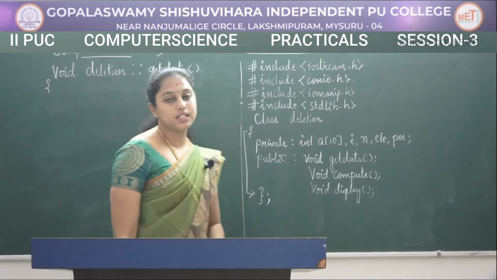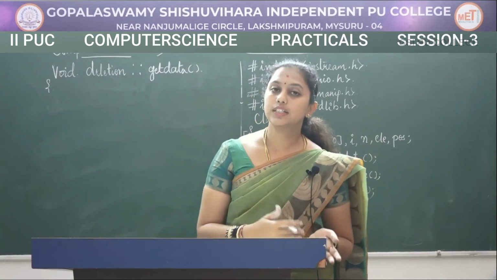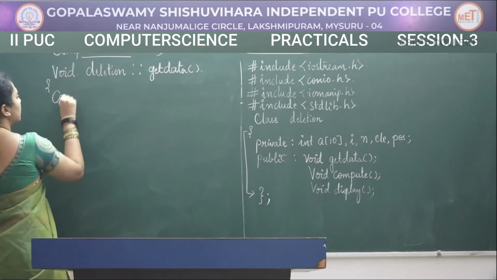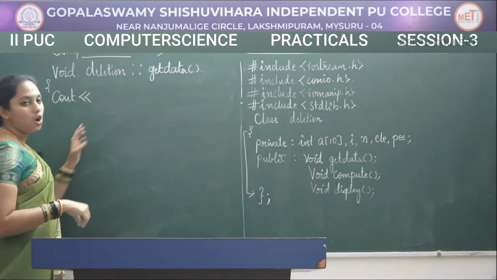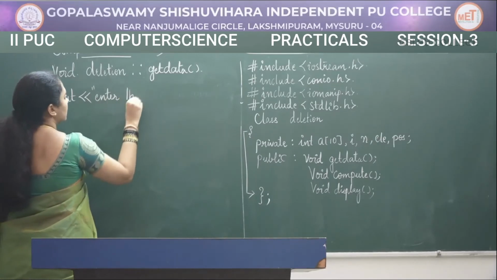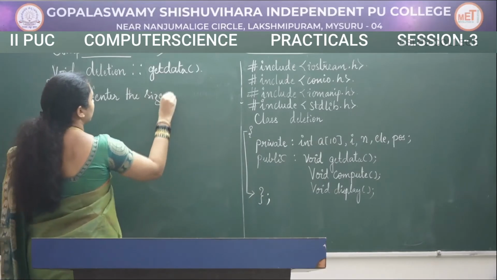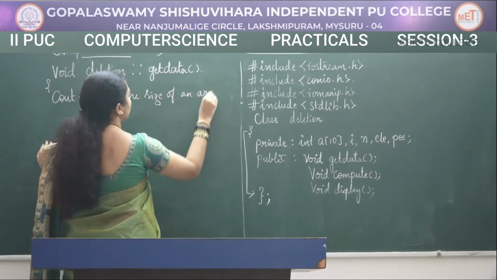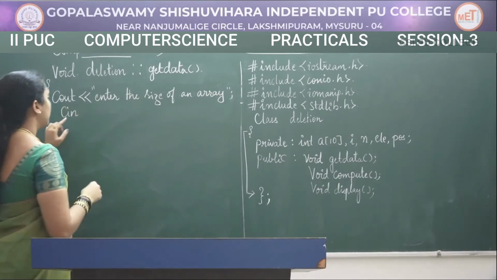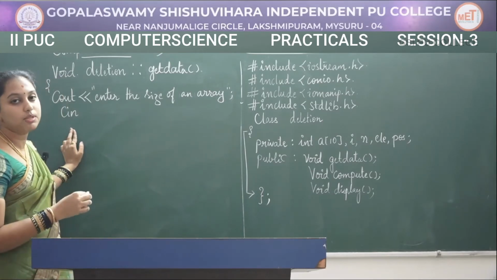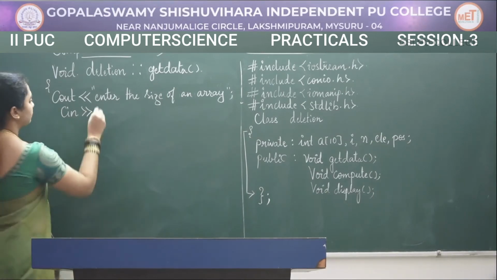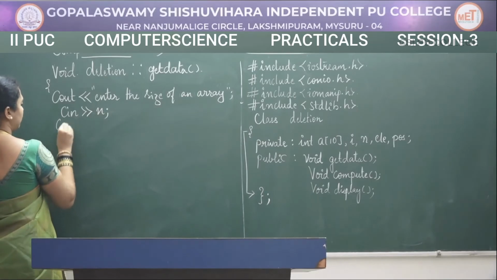So if I want to print some of the data on the display screen, I am going to display it using the cout statement with the insertion operator. Enter the size of an array. The cin statement is used to read the data from the standard input device using the extraction operator. The size of an array is n.